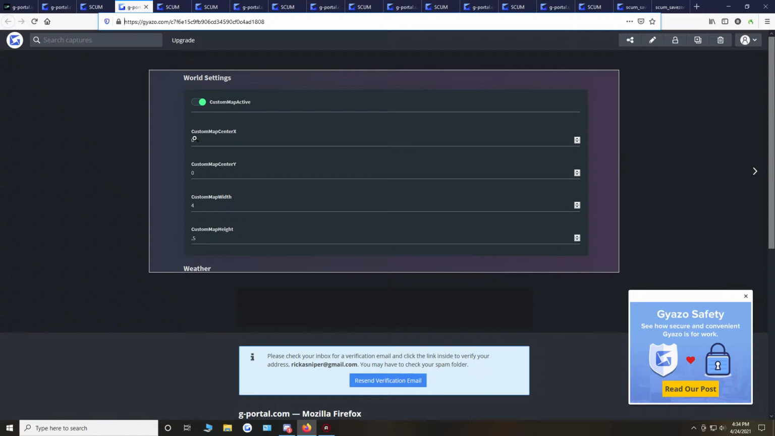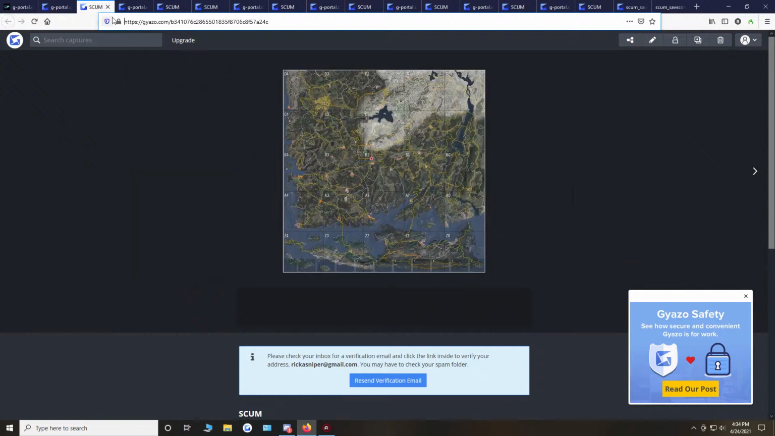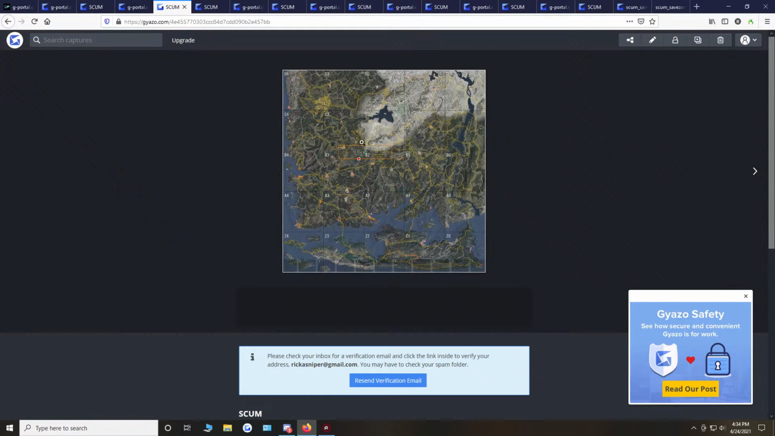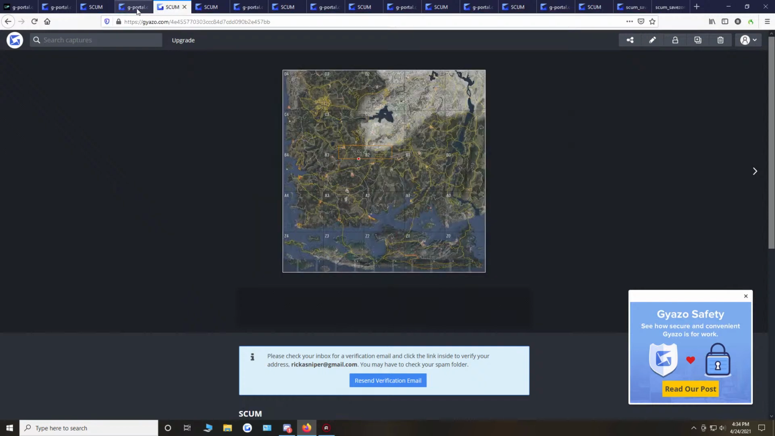So then I tried 0, 0, and I went 4 and 0.5, because the last one was 1 and 1. And this is what it looked like. So I went 4 wide and 0.5, and there you see it. Then I started changing the numbers just a little bit, and I really couldn't see the difference. It didn't look like the center moved, but it did.